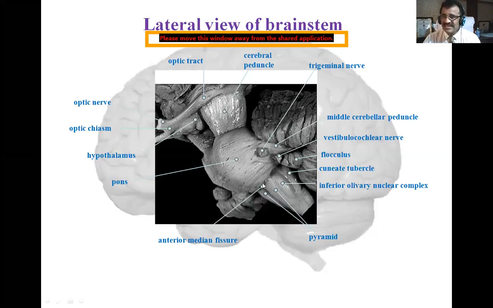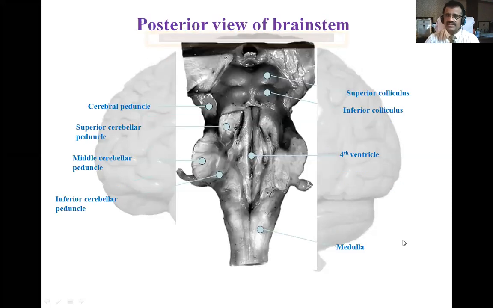Below the pons, there is a medulla oblongata. So medulla oblongata has different features like anterior median fissure, pyramids, inferior olivary nucleus complex, cuneate tubercle, and so on. We'll come to that part later on when we come to the study of medulla oblongata.